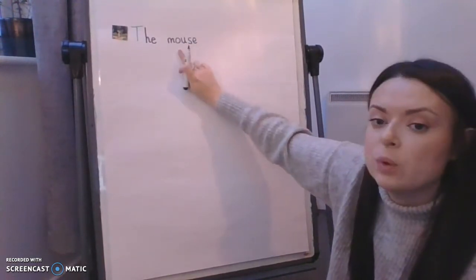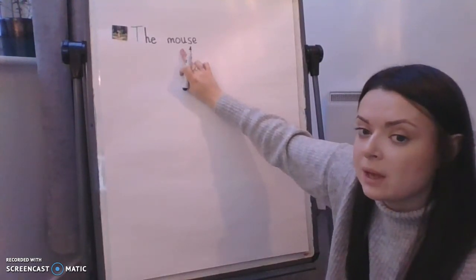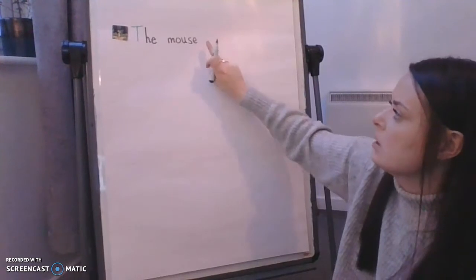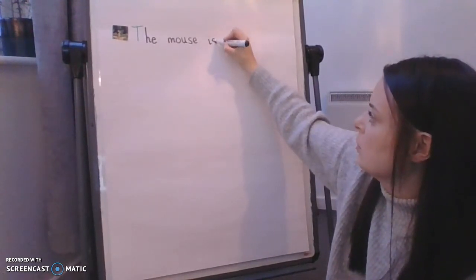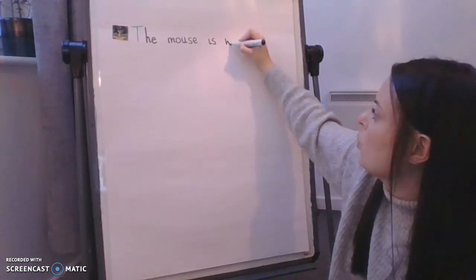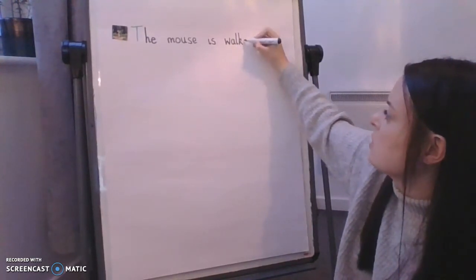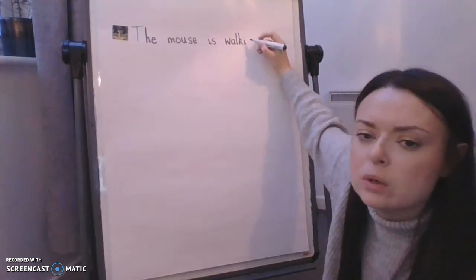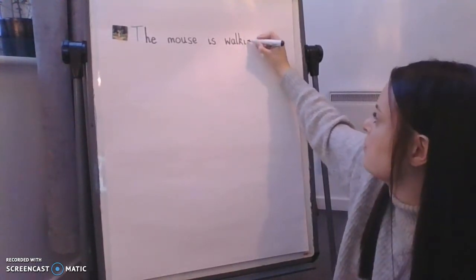Okay, so this is one of the words that I've helped you with your spelling if you look on the help sheet that I've uploaded, okay? So the mouse, finger space, is walking, okay, is walking. So what's my sound? And a g, well done.